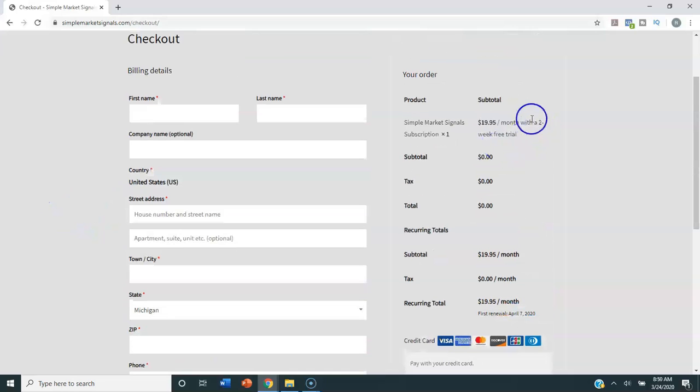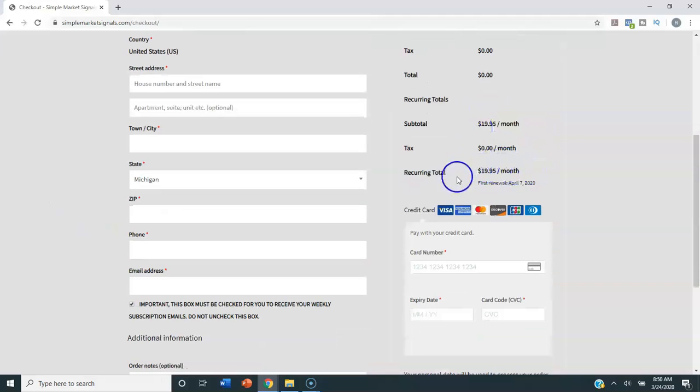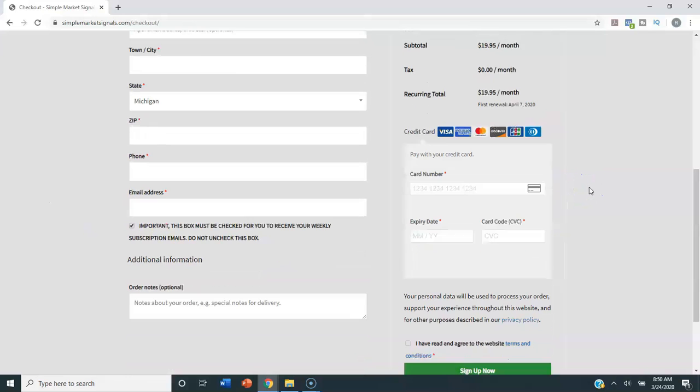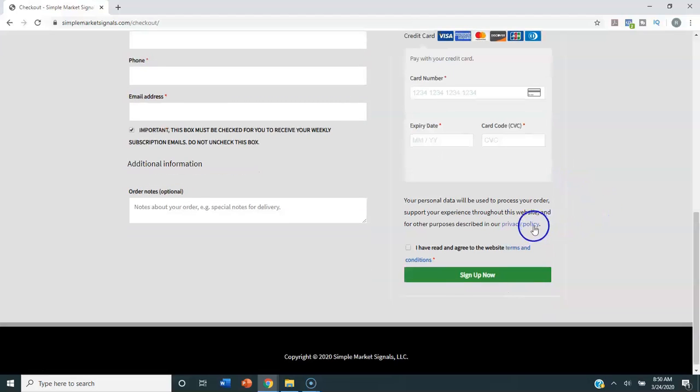And then, of course, just double check, make sure that your monthly total is going to be $19.95 a month. Remember that your first 2 weeks are free, so your first renewal date will be 2 weeks after your subscription date. Fill in your credit card information. You will need to accept the privacy policy and check that box that says you've read and agreed to the terms and conditions. Click the Sign Up Now button, and it's that easy, guys.